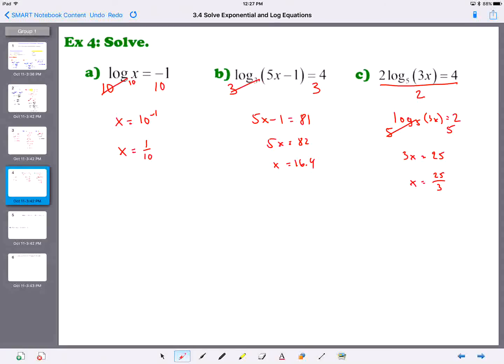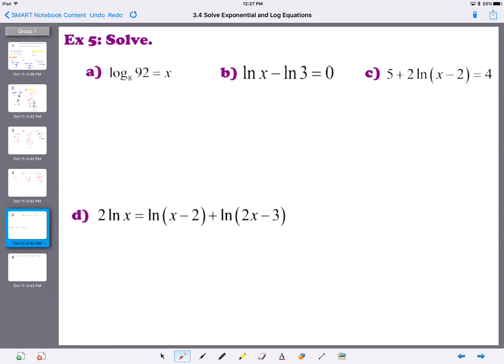I'm going to give you 4 more examples. Once again, I really suggest you go ahead and pause and work through these 4 problems on your own and see how you do on each of these. Log base 8 of 92 is equal to x. We do know the change of base formula now, so we can actually use the change of base formula to solve this.